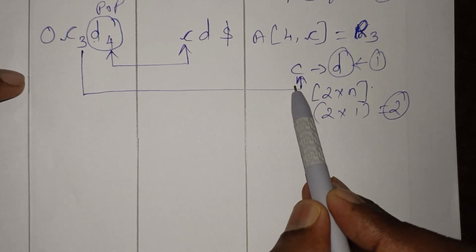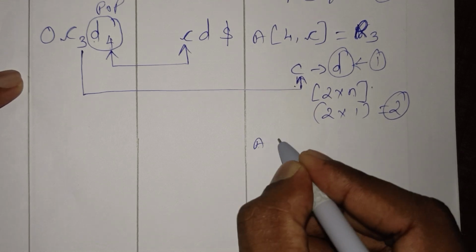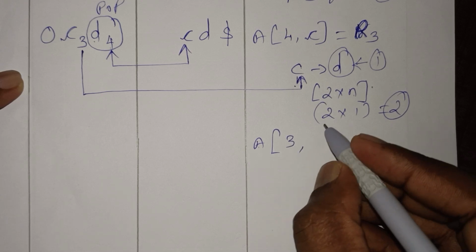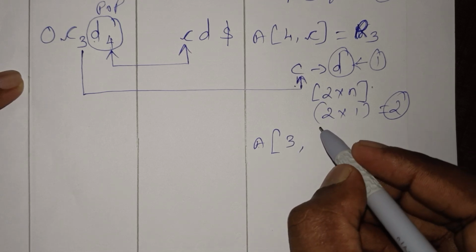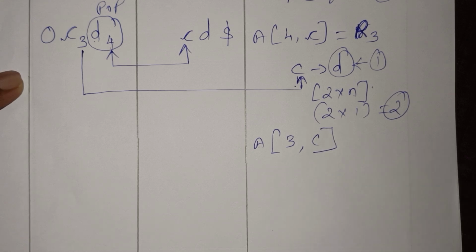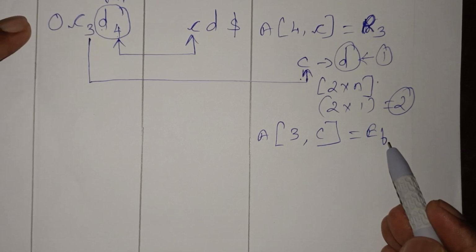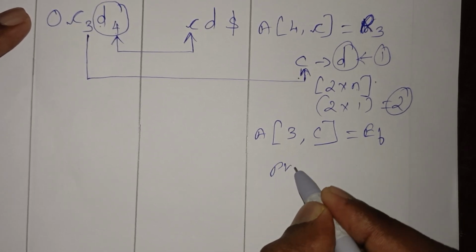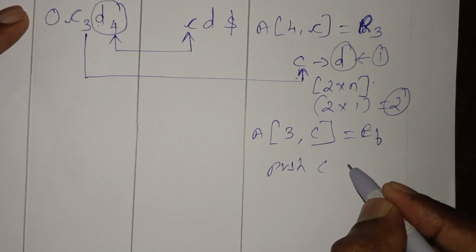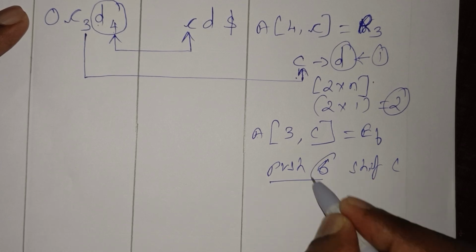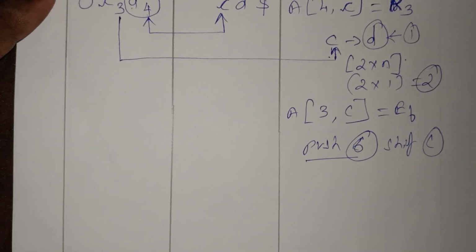We need to move only this. Now I am comparing action of 3 comma capital C. What is 3 comma capital C? That is iteration number 3 comma capital C, we got E6. So you know very well, push capital C and push 6 and shift capital C. This step we need to do as we did in the previous process.